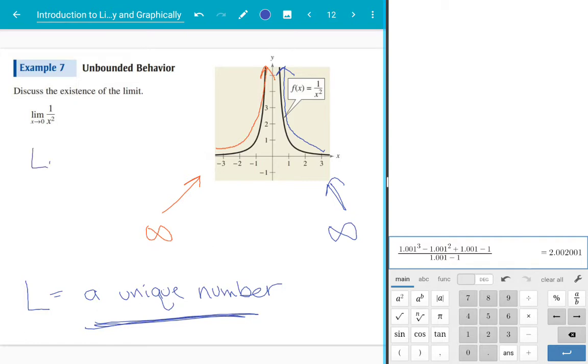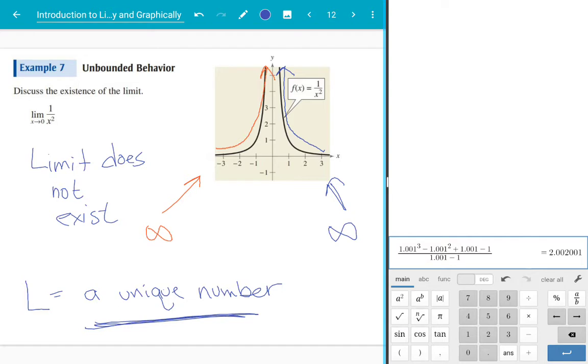And the reason it does not exist is because infinity cannot be bounded. We cannot close off infinity. We cannot stop infinity. Infinity is going to keep going. So for this one, unfortunately, even though both sides are kind of in agreement, the limit does not exist because of this idea that we cannot contain infinity at that particular location.